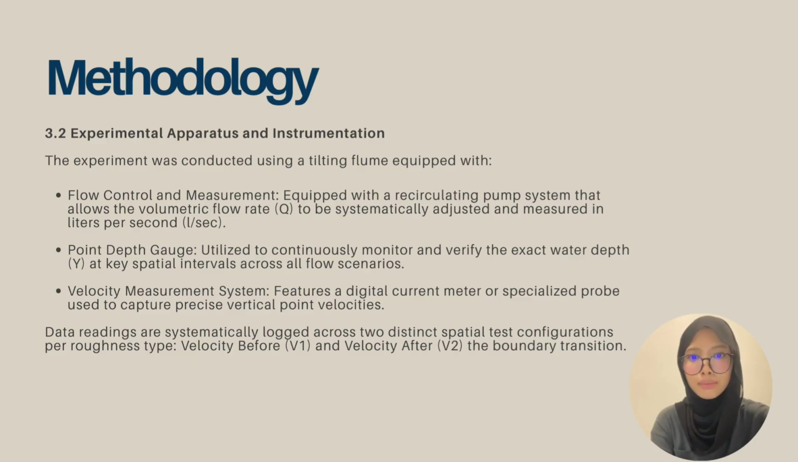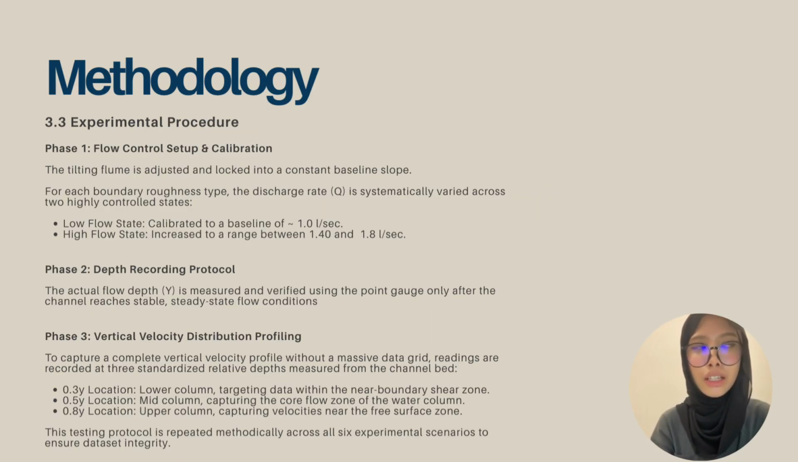Next, this slide summarizes the experimental procedure, which consisted of three main phases. In phase 1, we first adjusted and fixed the flume to a constant slope. Then for each bed condition, we tested two flow conditions: the low flow condition was set to approximately 1 liter per second, while the high flow condition ranged from 1.4 to 1.8 liters per second. In phase 2, we measured the flow depth using the point depth gauge.